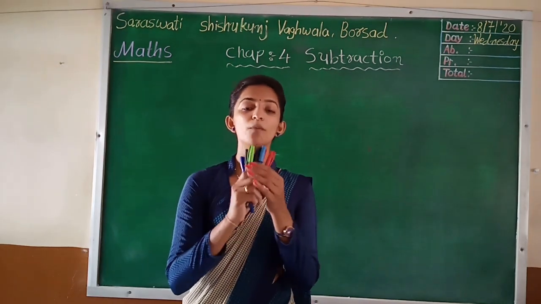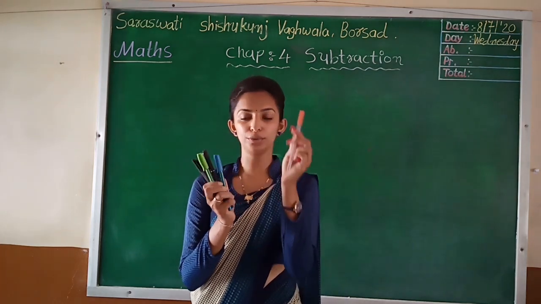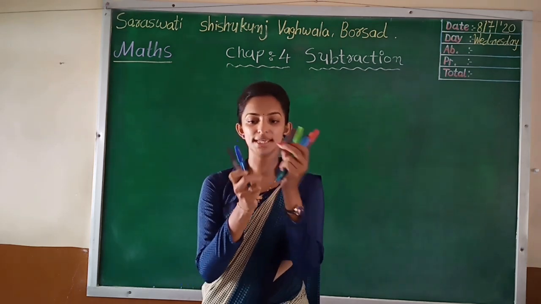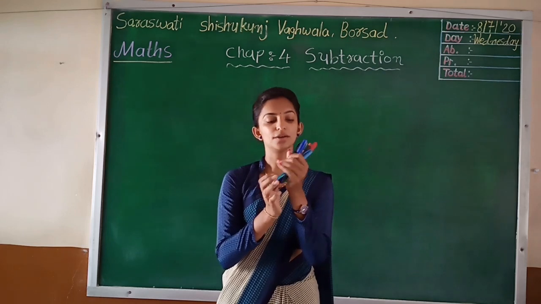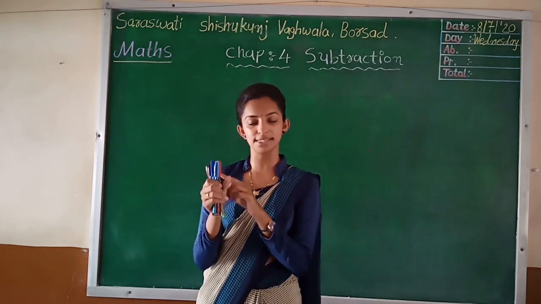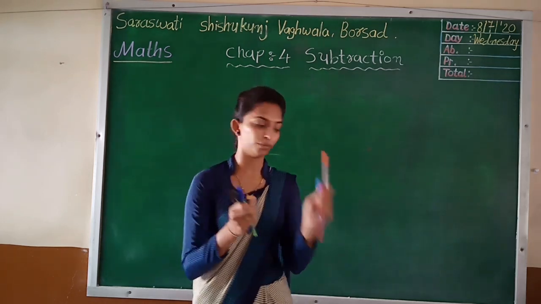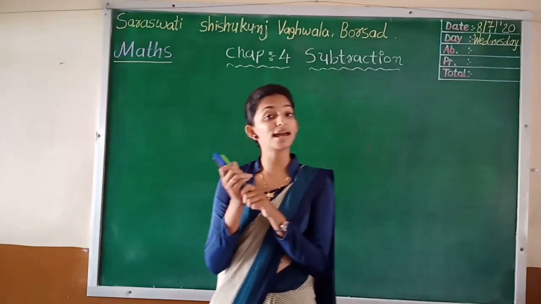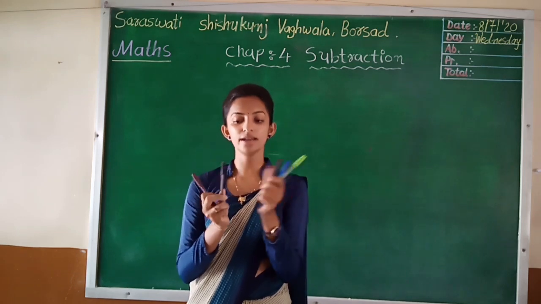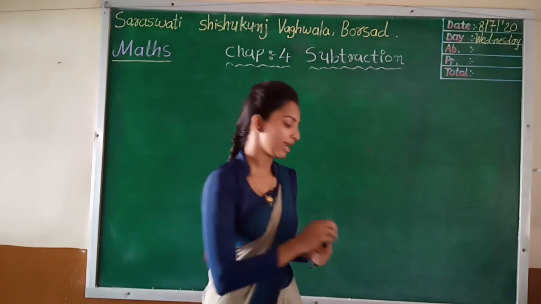See students, how many pens are in my hand? Let's count. 1, 2, 3, 4, 5, 6, 7, 8. Total pens are 8. Now I will remove 3 pens from this. 1, 2, 3. 3 pens are removed. Then how many pens are left? Let's count. 1, 2, 3, 4 and 5. So our answer will be 5. Let's see on the board.